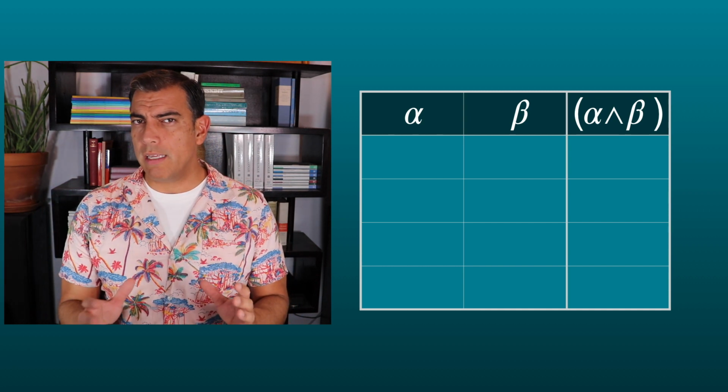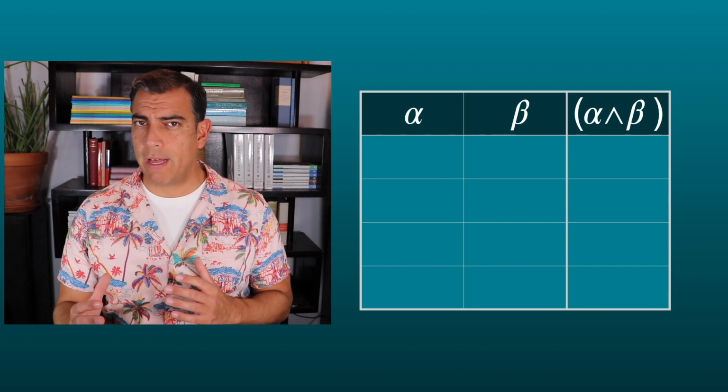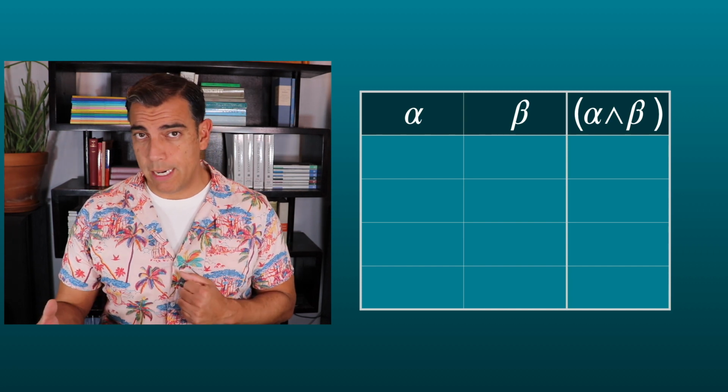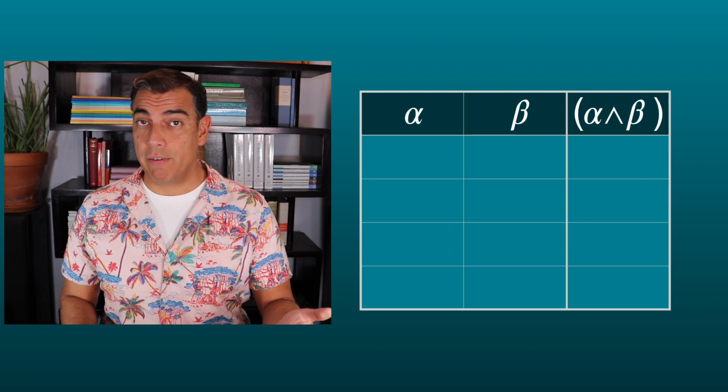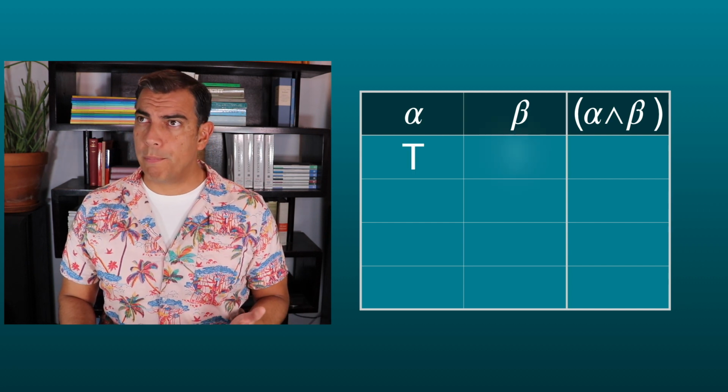Now let's look at the different possible combinations of truth values that we can have for alpha and for beta. Well, we know one possibility is that alpha can be true. And when alpha is true, well, beta can be true.